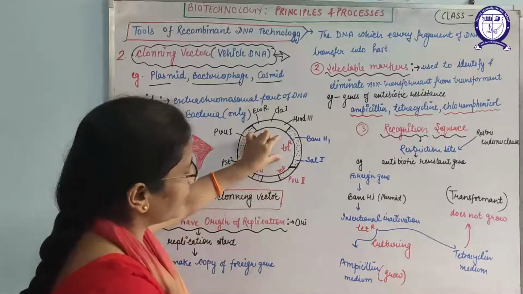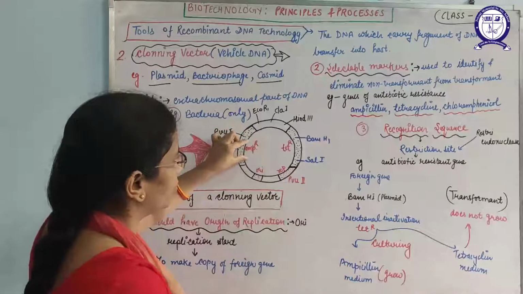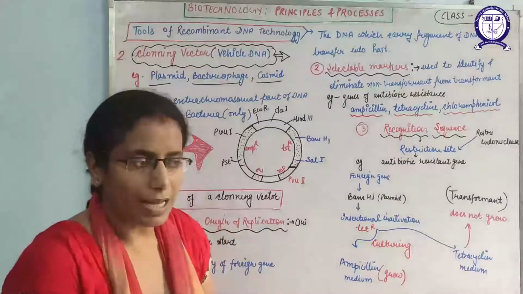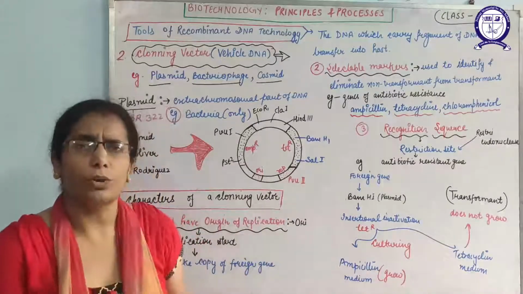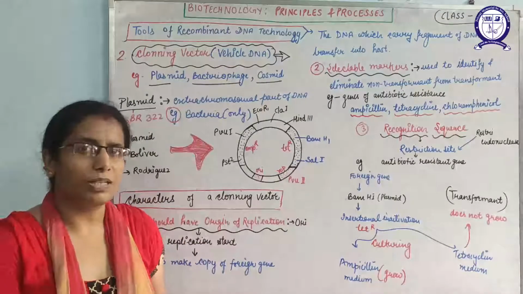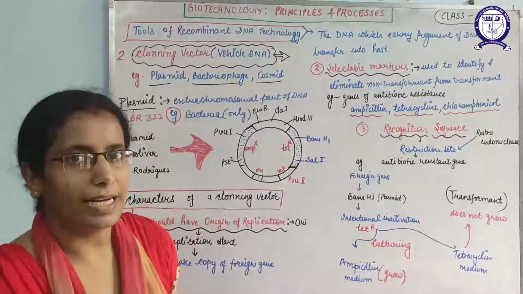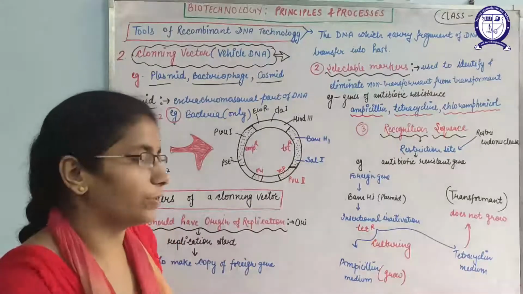This site is known as the tetracycline resistance gene. This site is known as the ampicillin resistance gene. It means plasmids are of two types. One is the R plasmid and second is the F plasmid. R plasmid means resistance plasmid and F plasmid means fertility plasmid.